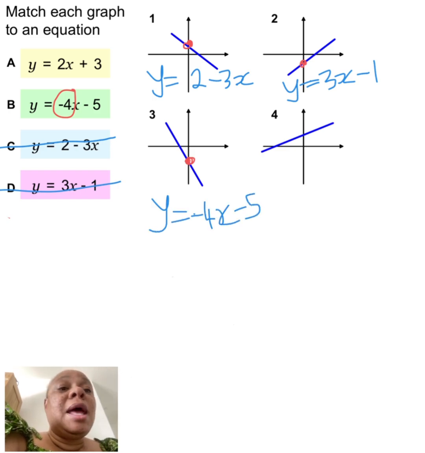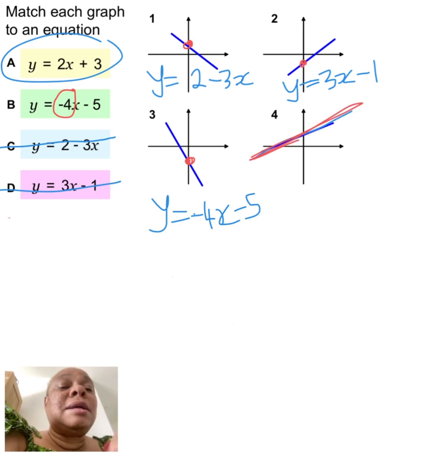That's number 3. And then, of course, the last one can only be A. But we will check it anyway. Okay, so A is rising. So that's a positive gradient, which is what we have here. And it's also got a positive y-intercept, which we have here. So 4 is y equals 2x plus 3.